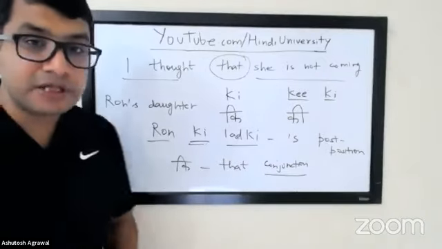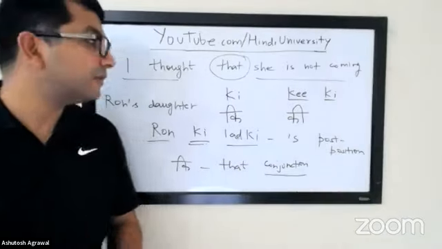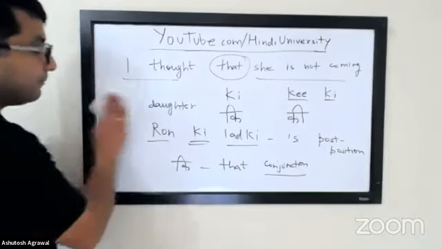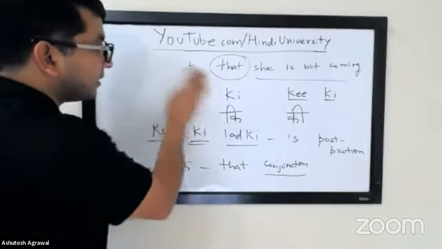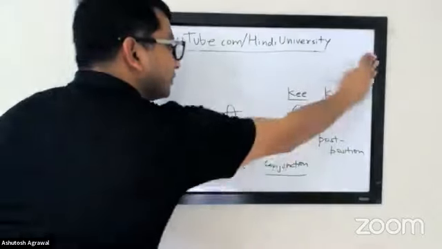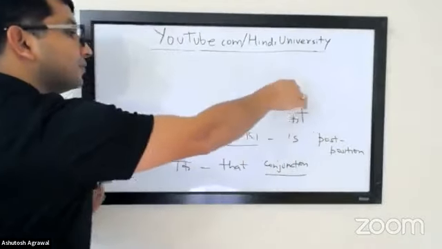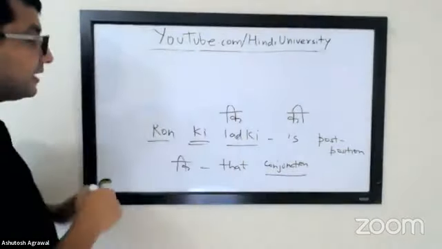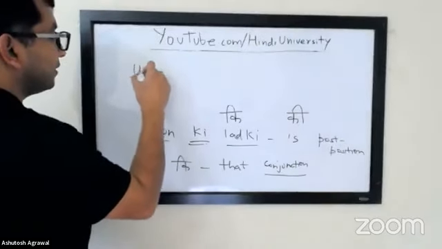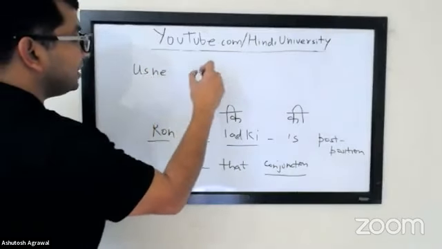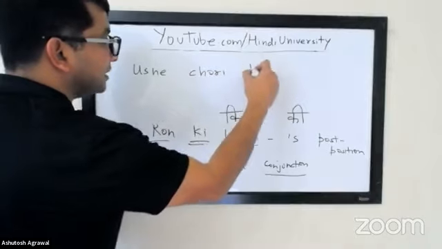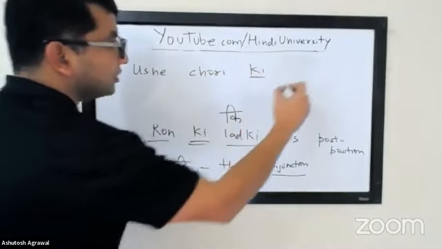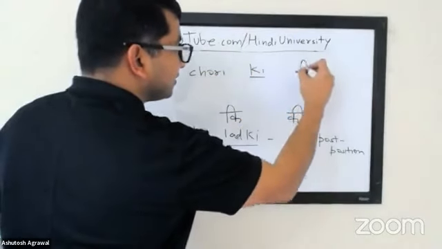Ki can also be a past form of the verb. Typically it's not covered together, but I'm going to write it for you. So let's say you want to say something like usne chori ki. Usne chori ki. What does it mean?